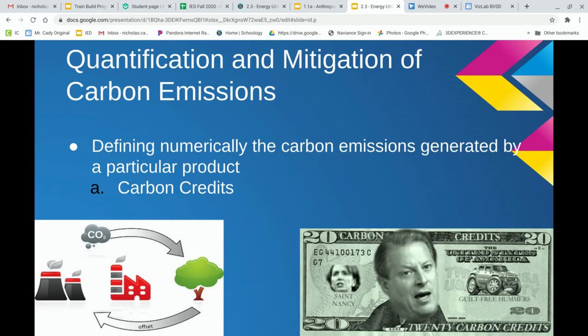Now, the guy on the $20 bill there is Al Gore, who was the vice president for the United States under Bill Clinton in the 90s. And Al Gore has been kind of the face of climate change and global warming in trying to slow down carbon emissions. So that's why he's on that picture. And then you got Nancy Pelosi behind him off to the left.